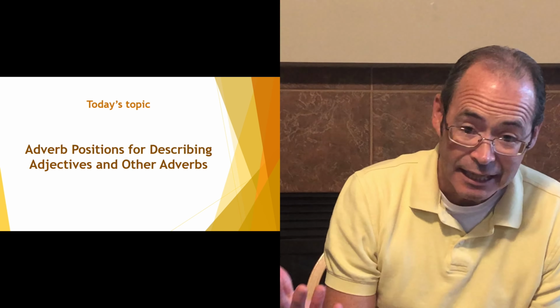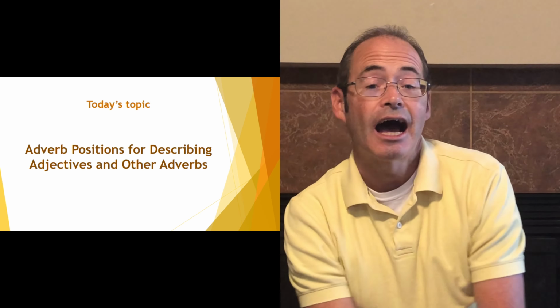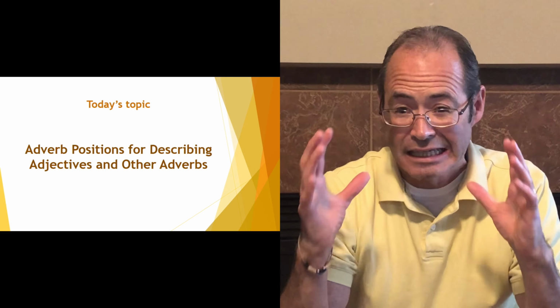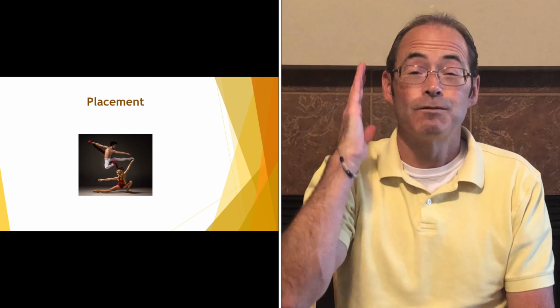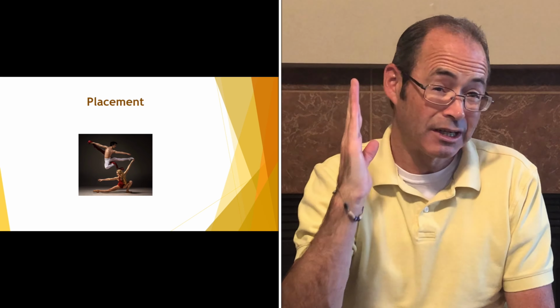So today, let's look at what the adverb position is for describing adjectives and other adverbs. So first, let's look at adverbs describing adjectives, okay? The function. So what is the function of these adverbs here? Basically, it's to heighten the clarity and effect of the adjective, okay? Placement-wise, it's real easy. The adverb is placed directly in front of or before the adjective it describes. And here are some examples.